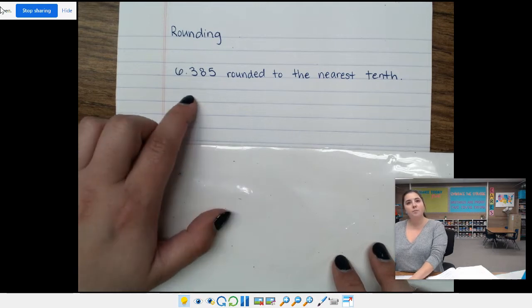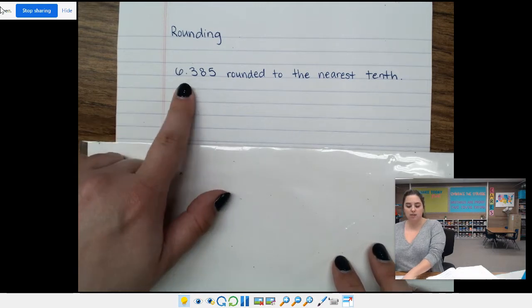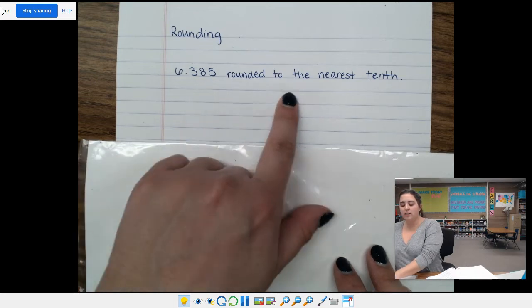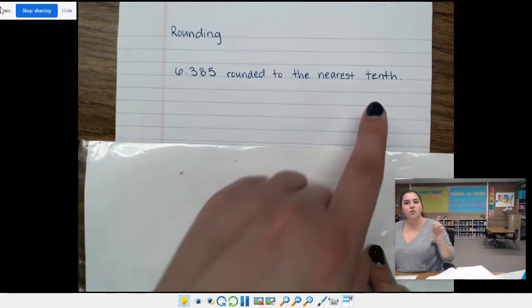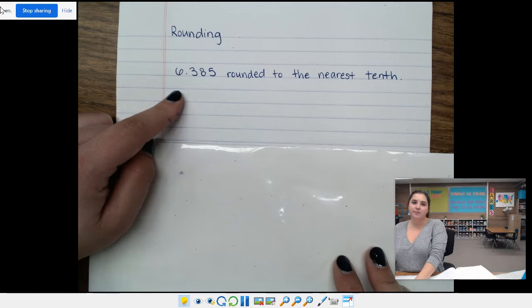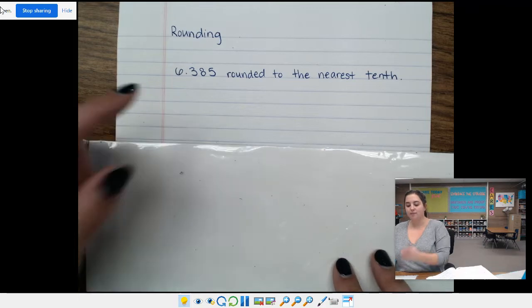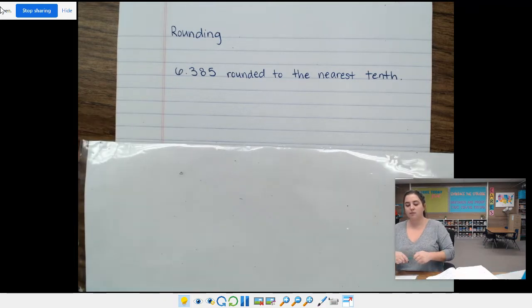So our first problem, we're going to use 6.385 rounded to the nearest tenth. So take a second to write down our number. And then when you're done, I want you to underline the tenths place. Where is the tenths place?